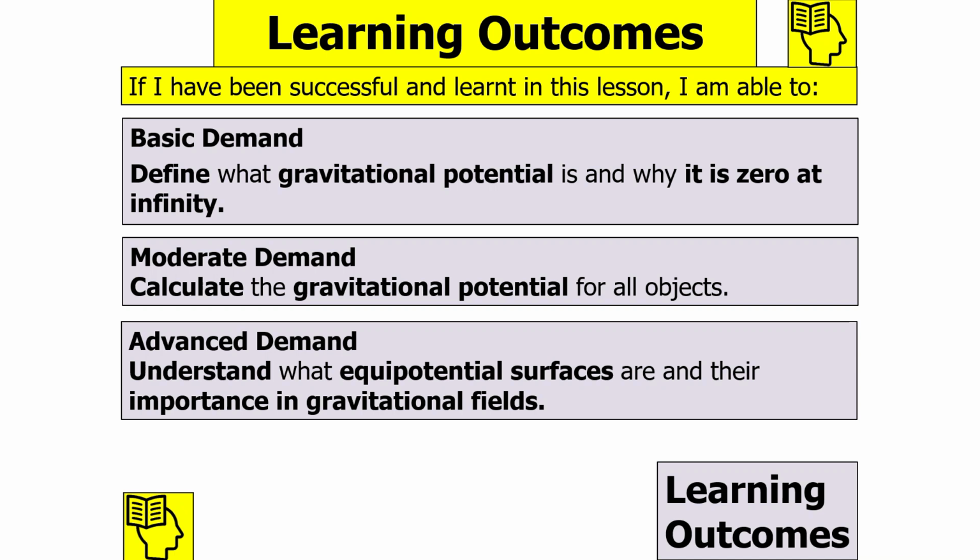So if we've been successful, and we've learnt in today's lesson, we should be able to define what gravitational potential energy is and why it is zero at infinity, calculate the gravitational potential for all objects, and understand what equipotential surfaces are and their importance in gravitational fields.